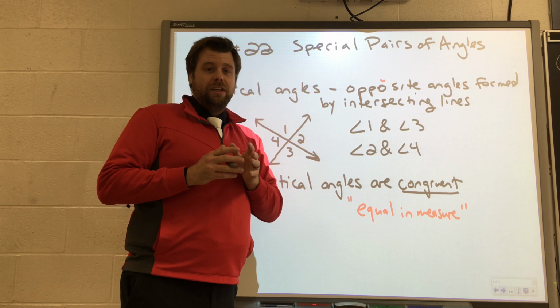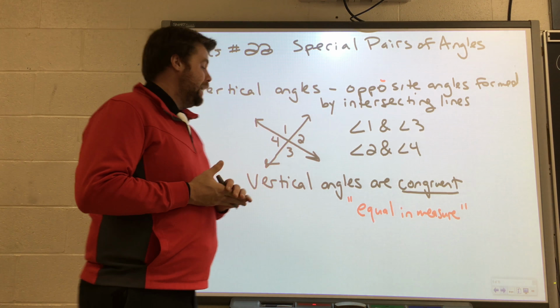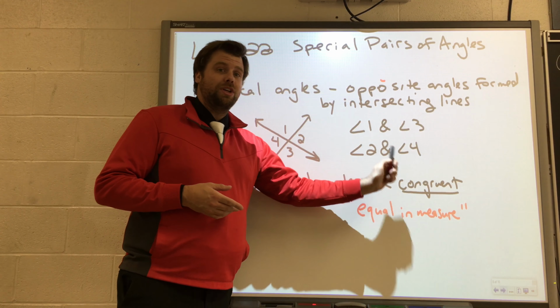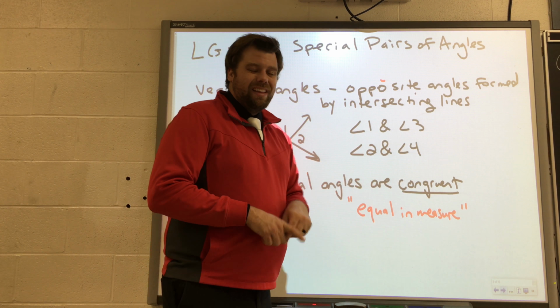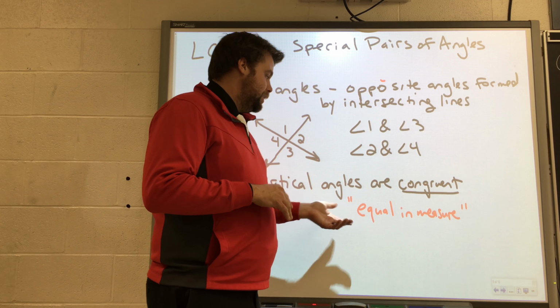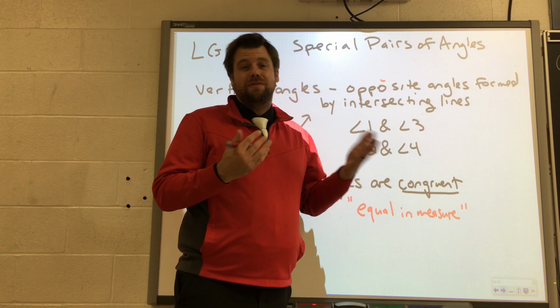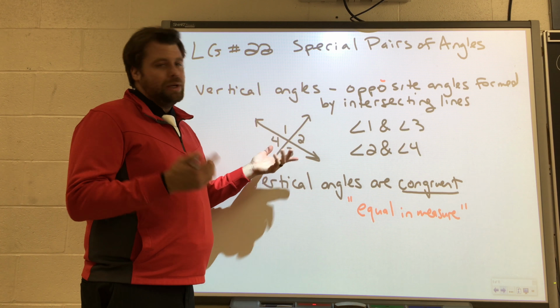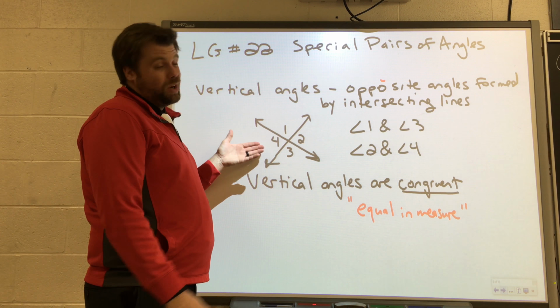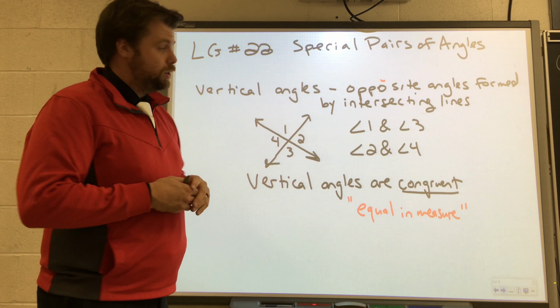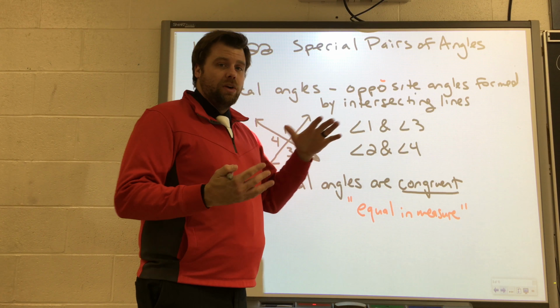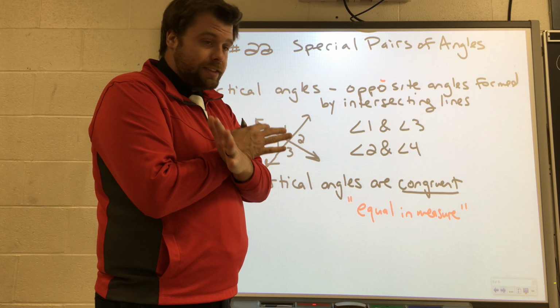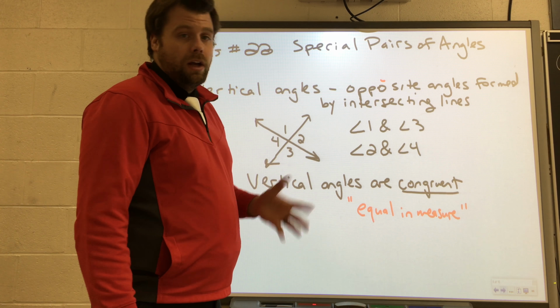The important thing about vertical angles is that vertical angles are congruent. And when I say congruent, that's a geometrical term that just means they're equal in measure. They have the same value. So if angle 1 was 80 degrees, then angle 3 would be 80 degrees. And if angle 4 was 100, then angle 2 would be 100. Vertical angles are opposite angles formed by intersecting lines that are across from each other there. And they're congruent.